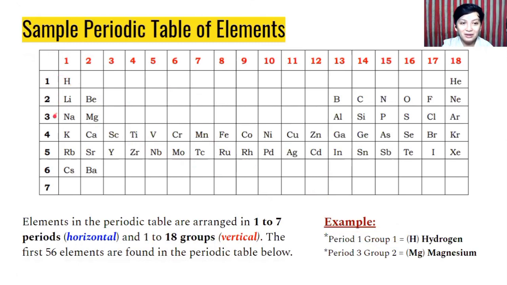We have period 3, group 2. So the place where they meet is the element that is being asked. So we have magnesium. This is period 3, then group 2. The element name is magnesium, and the symbol is Mg. Okay, so that's how you are going to look for an element in the periodic table, by giving periods and groups.